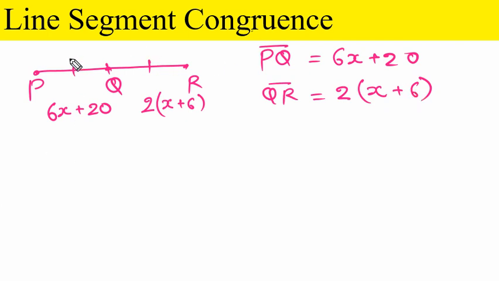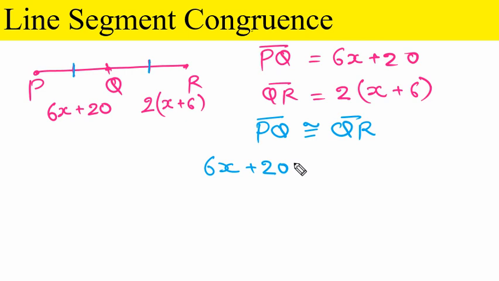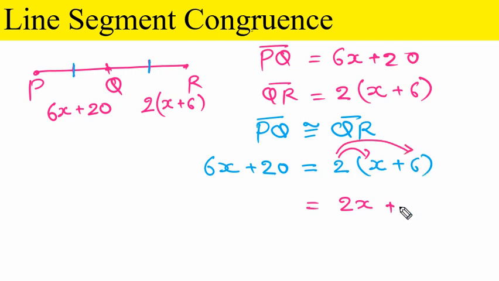If you look at this sign, it means they are congruent. Also it is given in the question that segment PQ is congruent to segment QR. What does it mean? That they are equal. So substitute the values: 6x plus 20 equals 2 times x plus 6. This is how we solve. When we say congruent, just put the equal sign. Now the distributive property: 2x plus 2 times 6, 12.